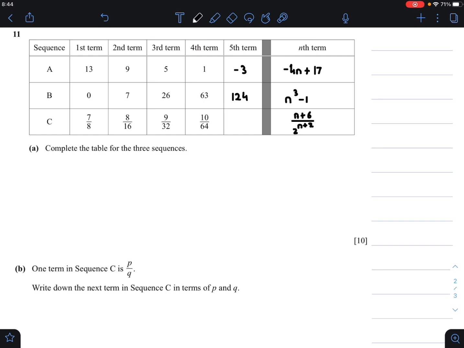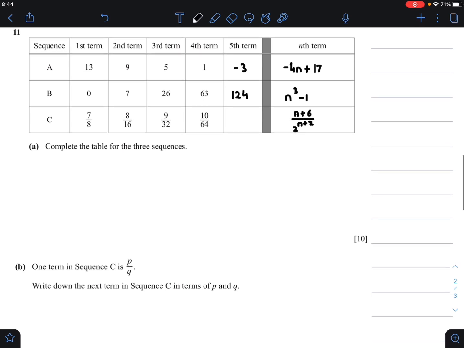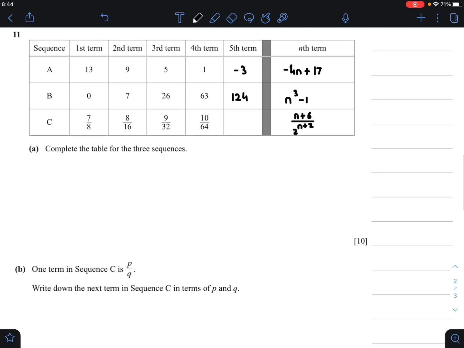So let's check it for the second term, which is 16. So it would be 2 raised to 2. But instead of 2 raised to 2, we will do 2 raised to 2 plus 2. So it will be 2 raised to 4. And therefore 2 raised to 4 is 16. Therefore this would be your nth term for the sequence C.